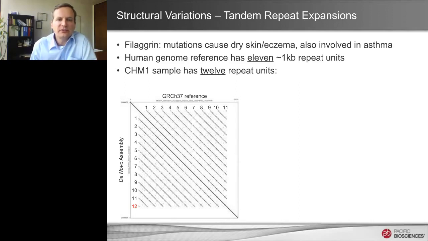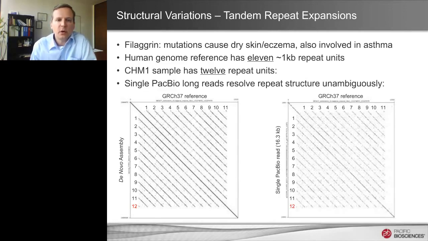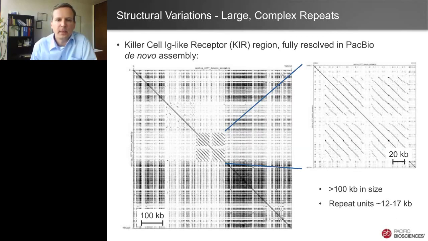It's highly repetitive. In the human genome reference, this gene has 11 1 kb repeat units. And in the sample that was sequenced with PacBio, there are 12 repeat units. And so you can see that there's an extra copy in this particular dot plot representation. And it's worth noting that just a single long PacBio read resolves this particular structure uniquely. On the right here, you see a single 16.3 kb PacBio read. And you can see clearly there are 12 copies of this particular 1 kb repeat unit.